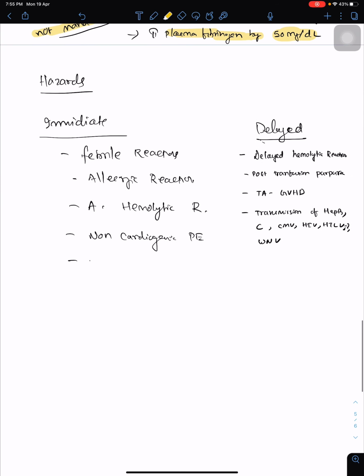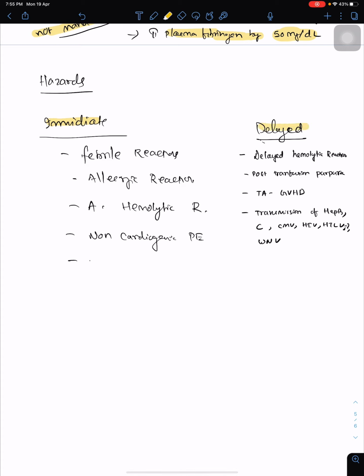So what are the hazards of blood component therapy? Immediate: we may get acute febrile reactions, allergic reaction, acute hemolytic reaction, non-cardiogenic pulmonary edema, and some sort of bacterial contamination may also occur. There may be sensitivity to leukocytes and platelets. In case of massive transfusion, we may get air embolism, dilutional coagulopathy, and circulatory overload.